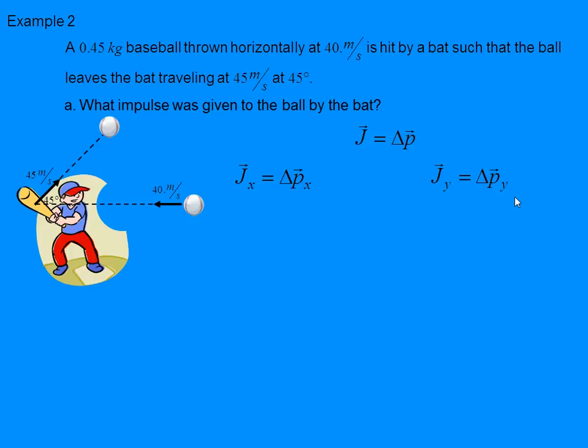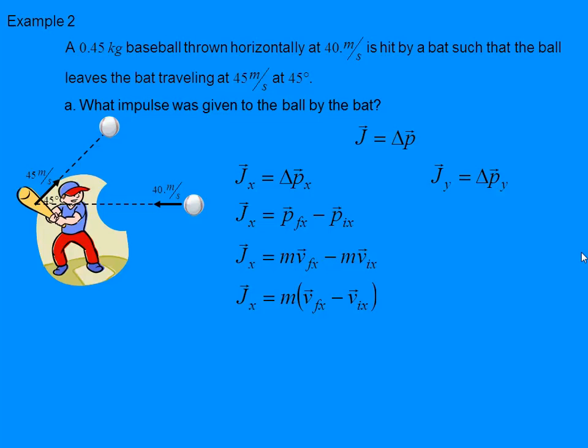And then afterwards, we will put them back together and make a one-dimensional answer. So let's start out with the x. The horizontal component of the impulse is equal to the final x momentum minus the initial x momentum. Momentum is mass times velocity, so the x component of the impulse is equal to mass times the final x velocity minus mass times the initial x velocity.